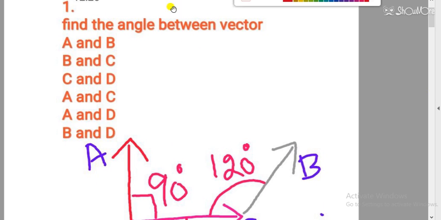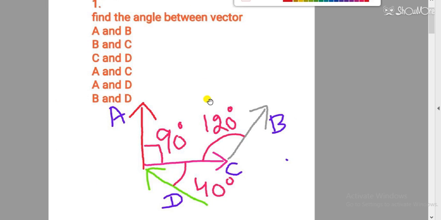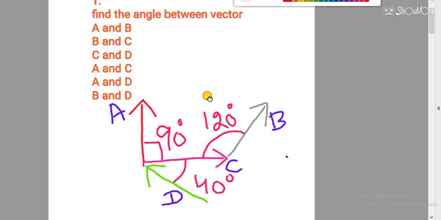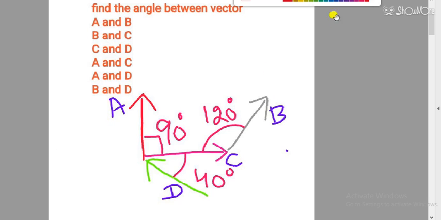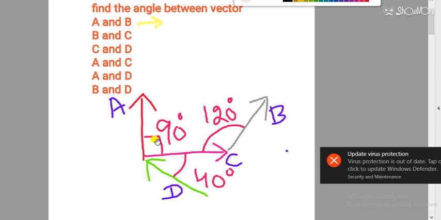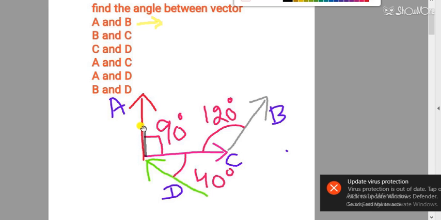I hope now the question is visible to you. Yes. So firstly, what I am doing, you can see here, vector A is this one. Firstly I am finding the angle between vector A and B. So vector A is this one, like this is vector A.